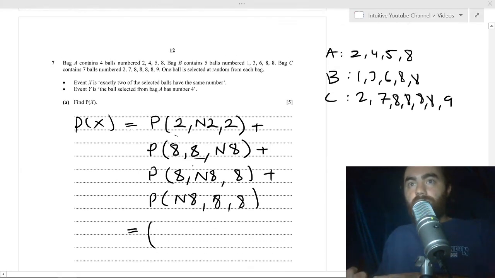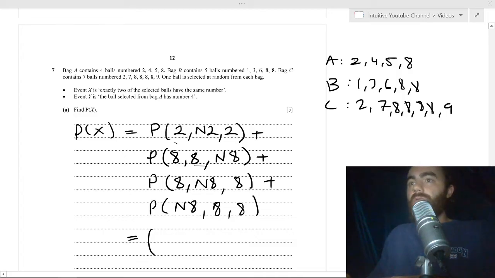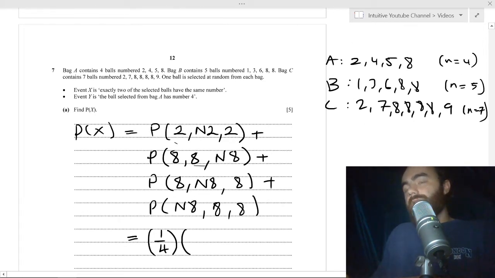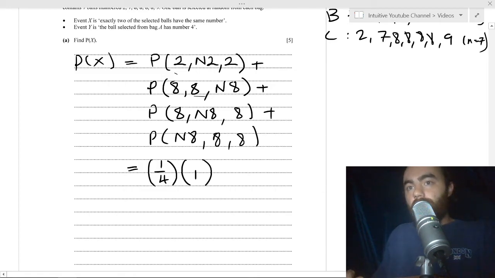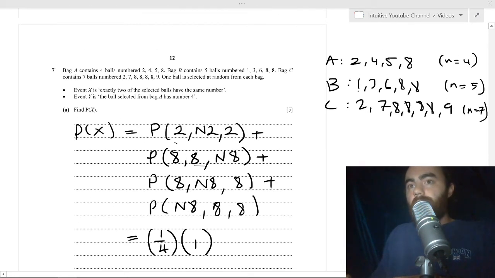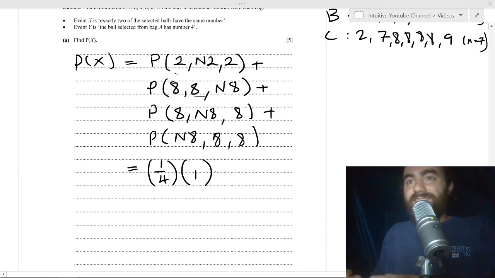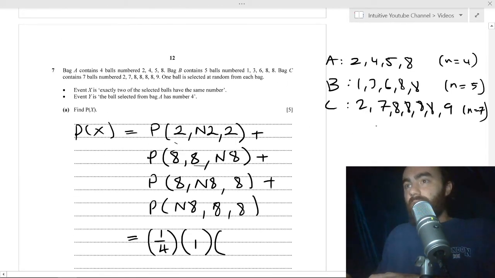Well, this is going to equal, what's the probability of picking a 2 from bag A? Well, remember there are 4 balls here, 5 here, and 7 here. So this is 1 over 4, times not a 2 from bag B, which is 100%. So it's 1. There's no way you could pick a 2, right? You're always going to not pick a 2. That's what I mean. Then picking a 2 from bag C is 1 over 7.